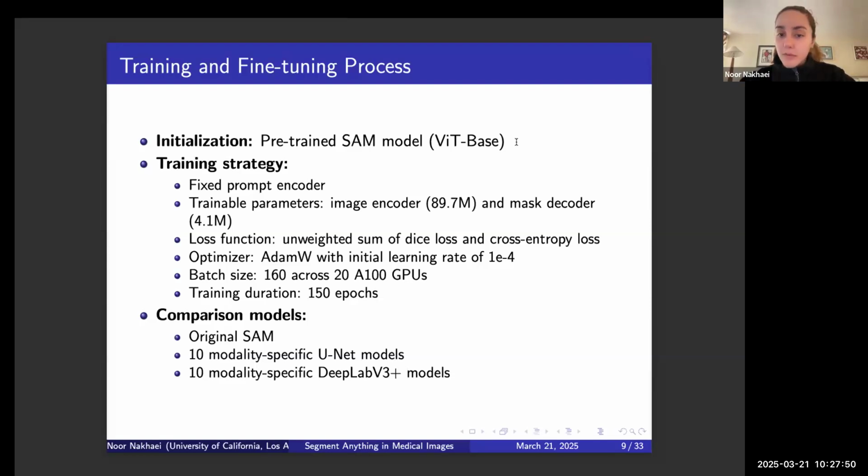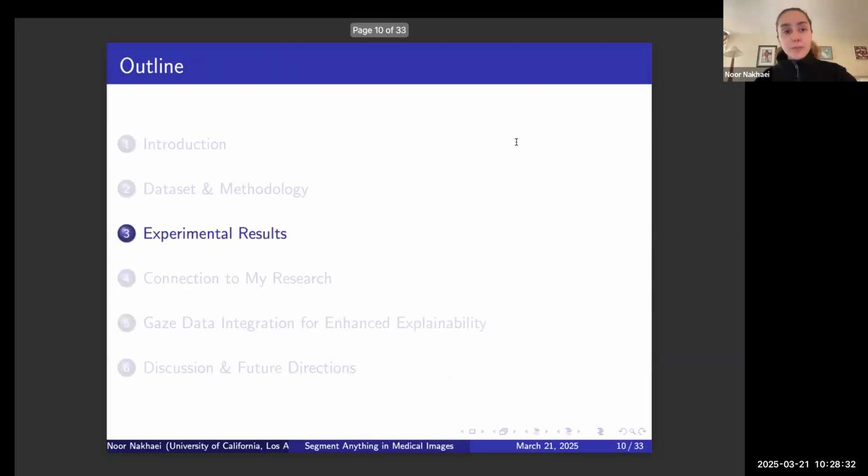The loss function was an unweighted sum of Dice loss and cross entropy loss. You see the optimizer and the batch sizes; they had really powerful GPUs. The batch size was 160 across 20 GPUs, and the training duration was 150 epochs. What you'll see in the results is the comparison between this model, MedSAM, the original SAM, and 10 different modality-specific U-Net models. They used U-Net to train specialists in the 10 different modalities, and also 10 modality-specific DeepLabV3+ models.